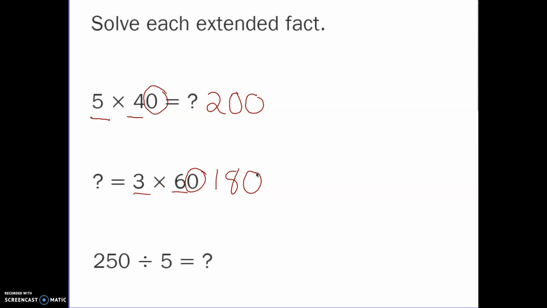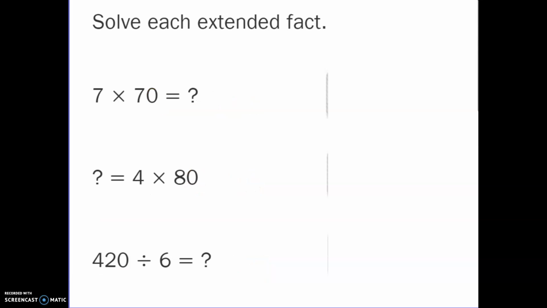250 divided by 5. Again, think of that basic fact. 25 divided by 5. How many times does 5 go into 25? It goes in there 5 times. But I'm not taking it into 25, I'm taking it into 250. So I need to add that 0 to represent my tens, and my answer is going to be 50.